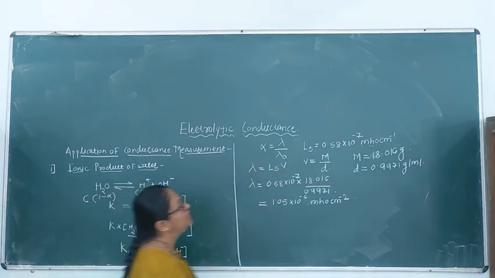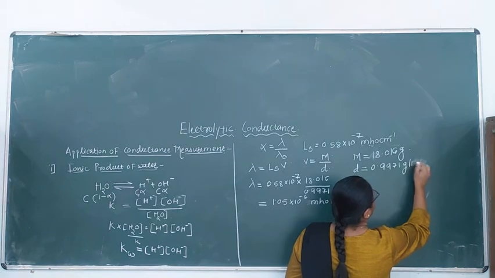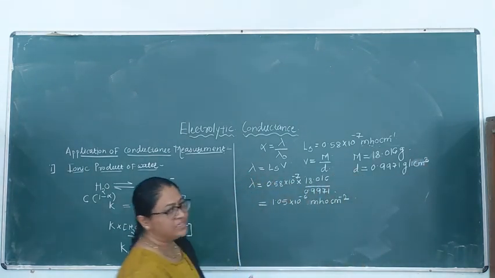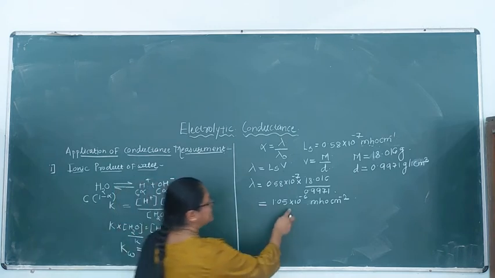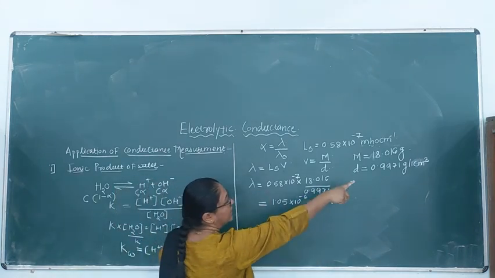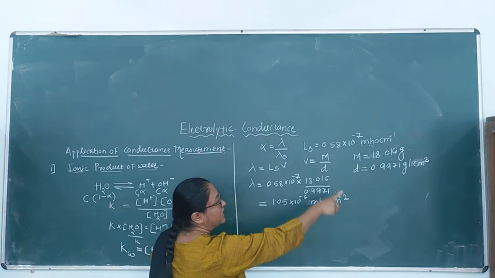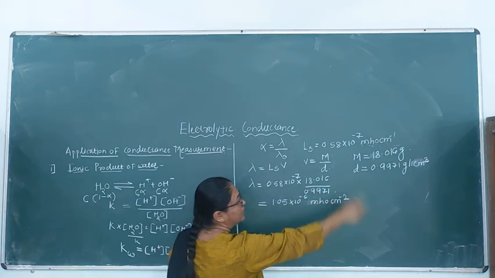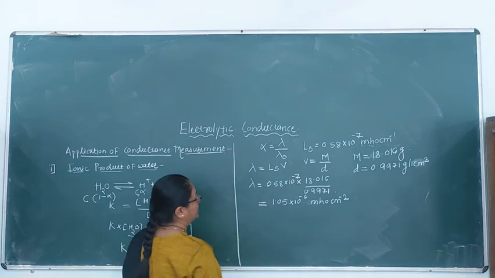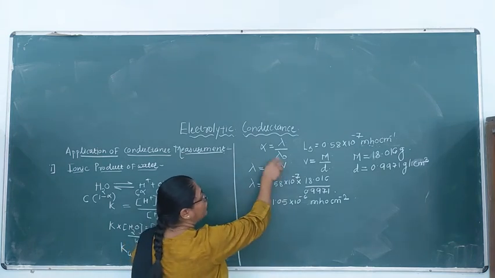Alright, actually here 1 centimeter cube is nothing but 1 ml. But as equivalent conductivity, the centimeter unit is used, so instead of taking ml, we take the volume in the form of centimeter cube. Alright. So this is the equivalent conductivity of water. Now if we know lambda 0, we can find out alpha.